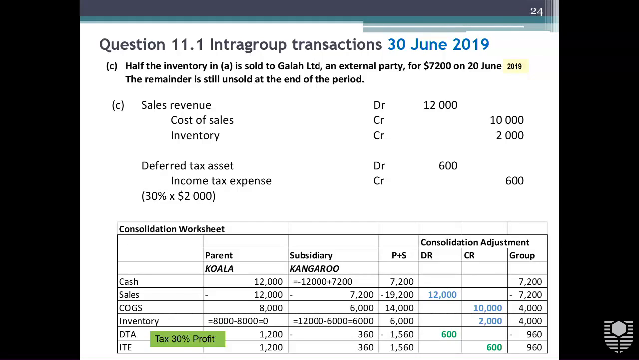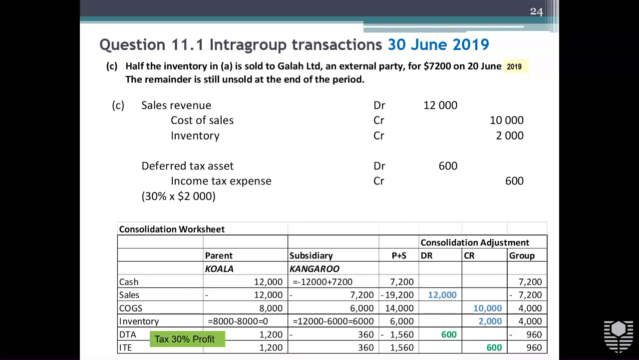In the books of the subsidiary, they paid 12,000. They sold half of it at 6, so 6,000 in there. We need it to be 4. To get it to 4, we're going to have to adjust it by 2. So that's debit sales 12, credit cost of goods sold 10, and we've got to credit our inventory 2. Then we have to account for the tax effect.